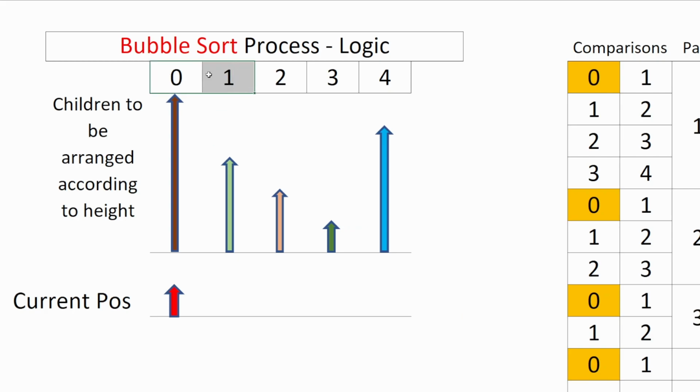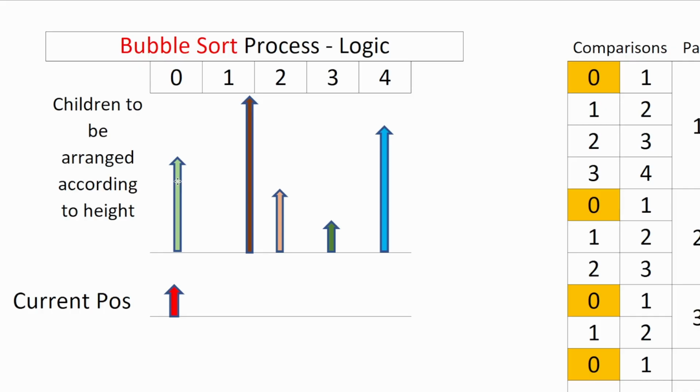So we will compare child number 0 and 1. When we compare 0 and 1, they are not in ascending order because the first one is a taller child. So what we do is we swap them. Swapping is straight away now. It's not that we figure out which is the smallest one. Okay, so that means this is done. We move forward.